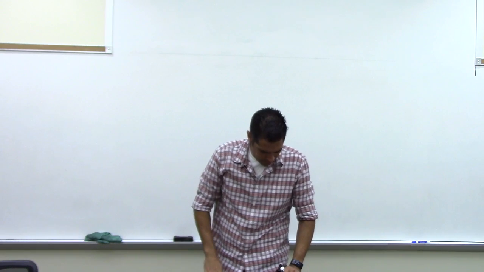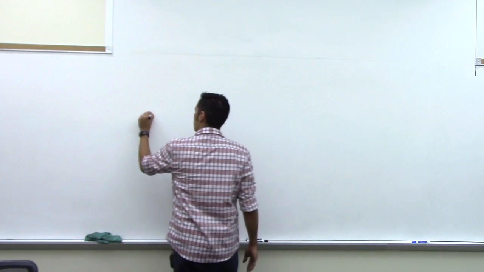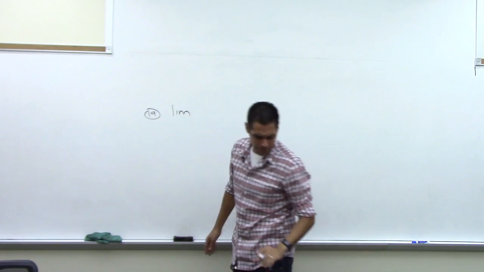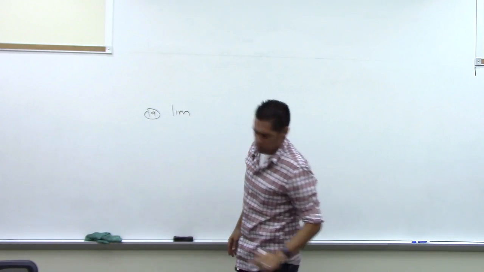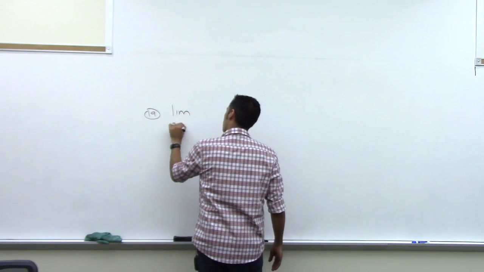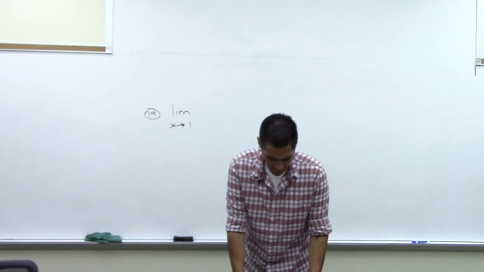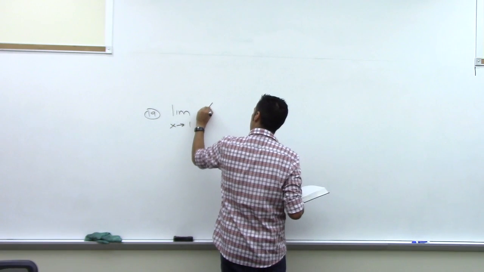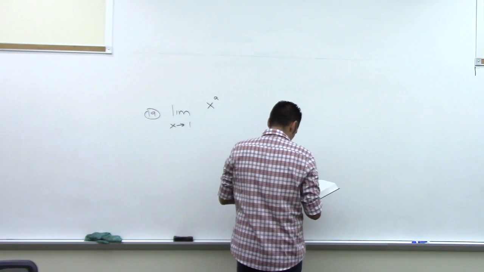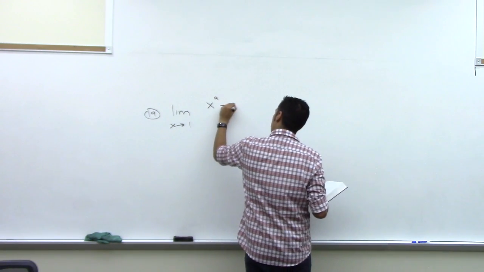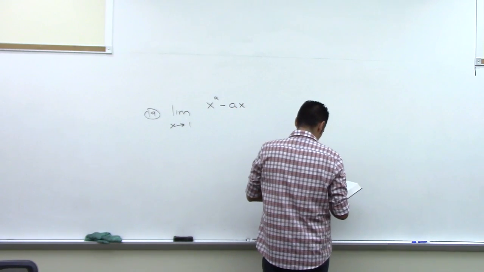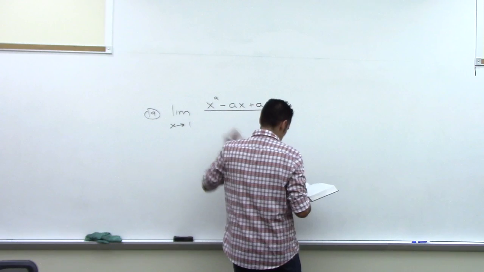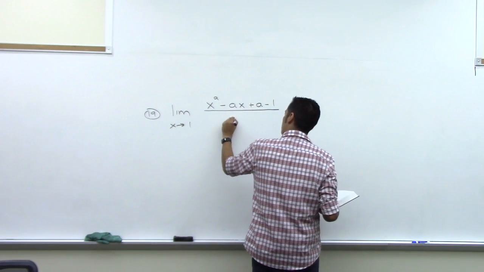Number 19. Limit as x goes to 1 of x to the a minus ax plus a minus 1 over x minus 1 squared.